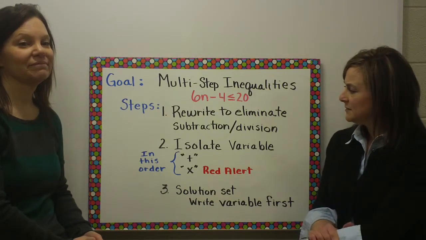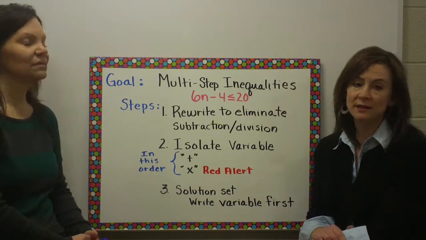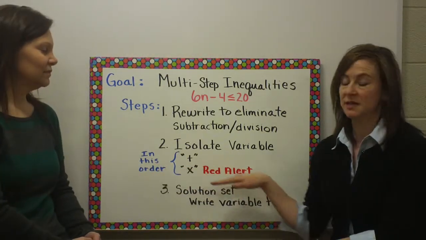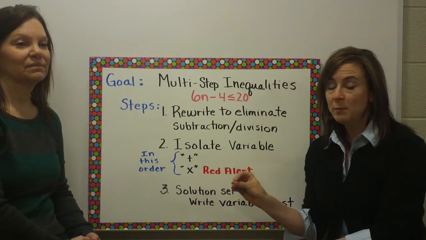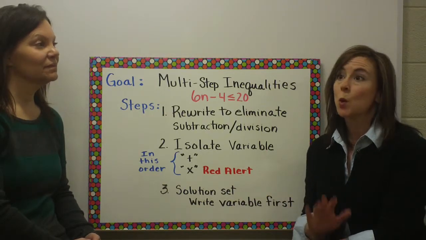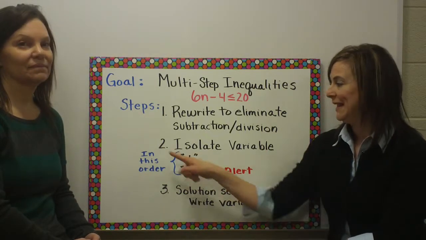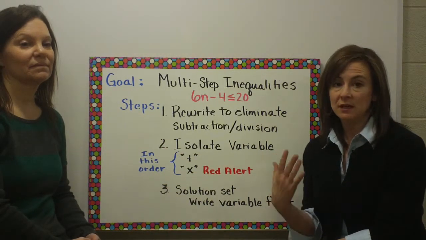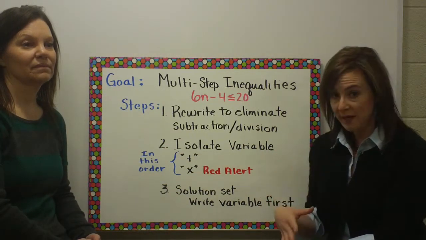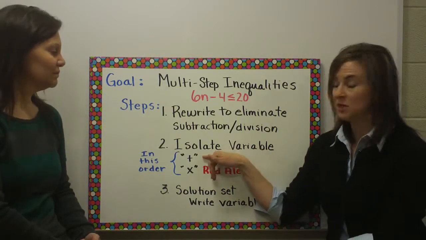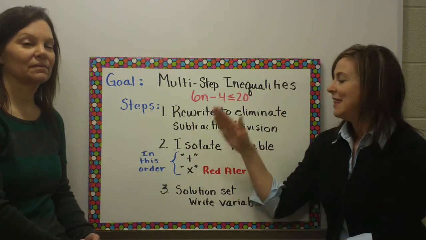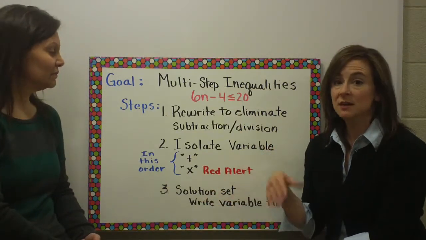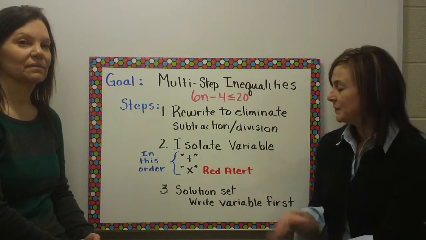In the second step, we are going to isolate the variable. Now, here's where you need to pay close attention. To solve a multi-step equation, it is crucial that you go in this order. Just like when we solved two-step equations, we started by adding the opposite. Then we would multiply or divide to get the variable alone.